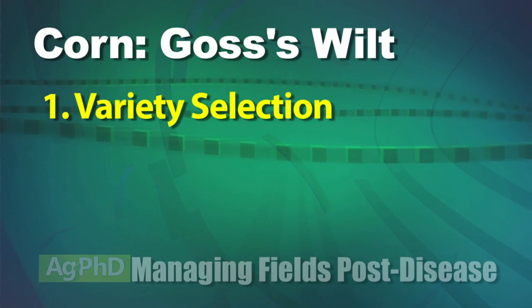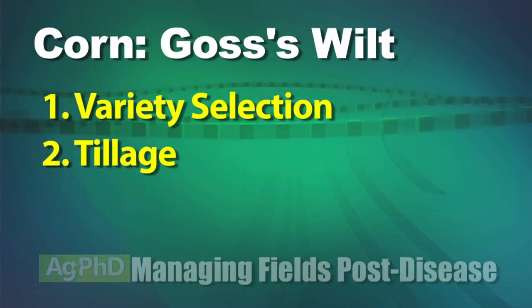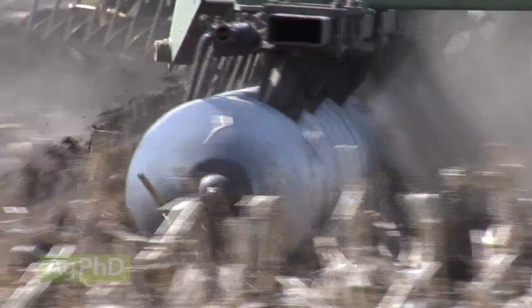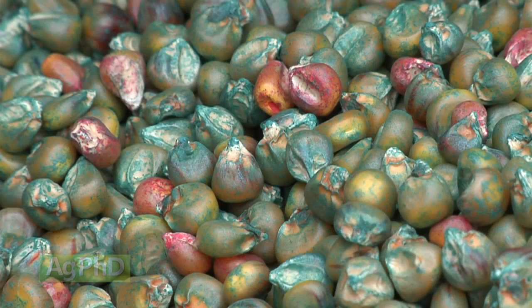Varietal selection is the best thing you can do, and of course, tillage. If you've got Goss's wilt, it's going to hang out in that residue, so bury that residue if you can in your area. Otherwise, choose the best hybrid. That's the best thing you can do right now.